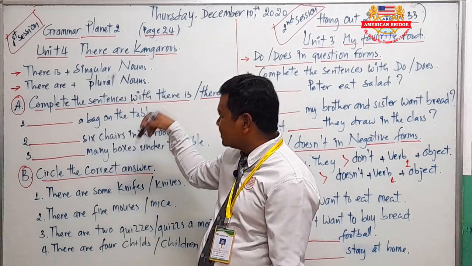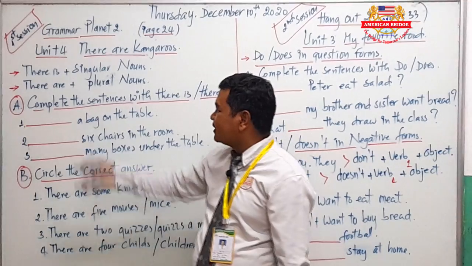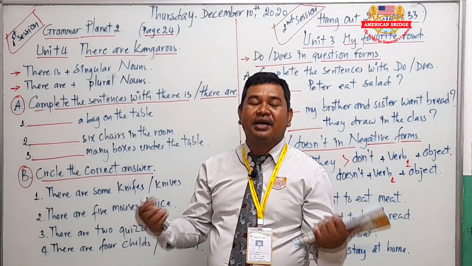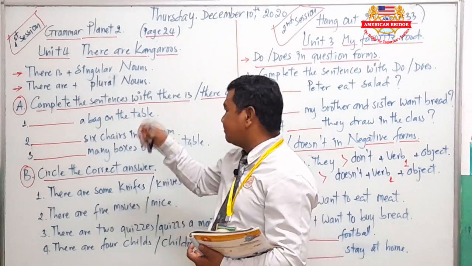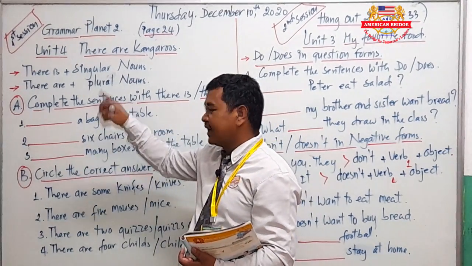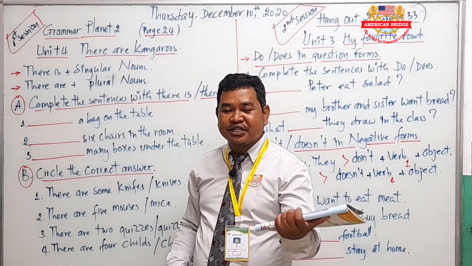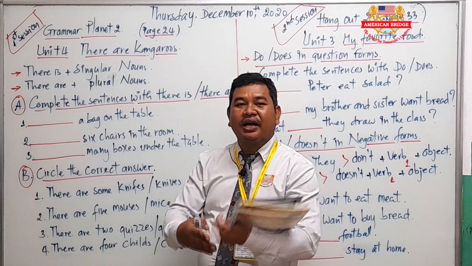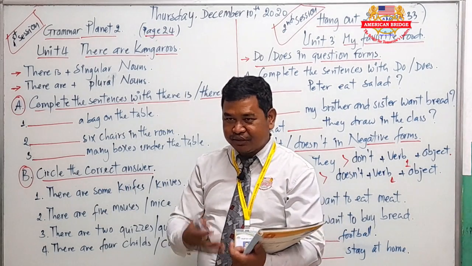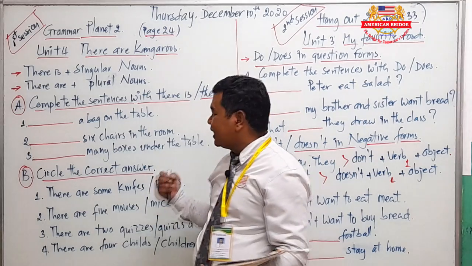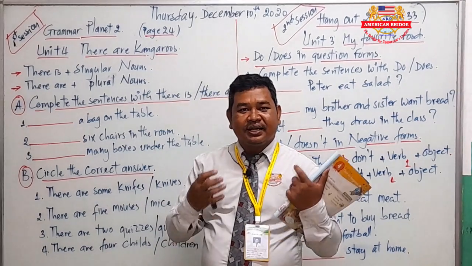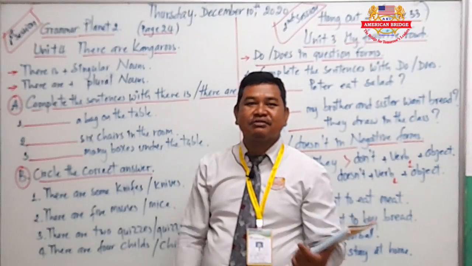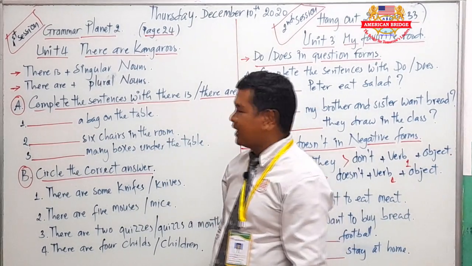The main point in the lesson is there is plus singular noun and there are plus plural noun, that I have already taught you. I have also mentioned there is and there are, and some functions of noun, the rule of plural noun, or singular to plural noun. I just want to make you identify all this, because in our lesson it is just there is and there are plus singular or plural noun, okay?